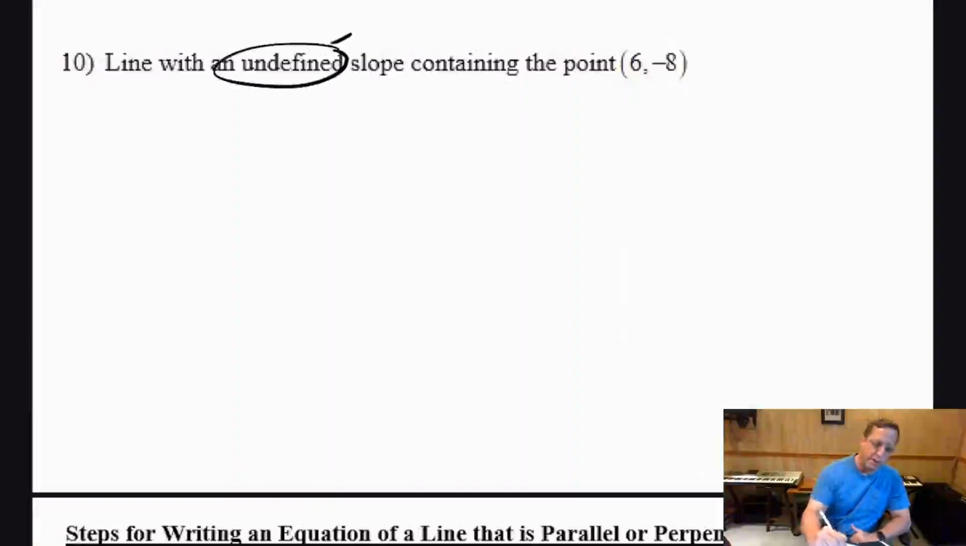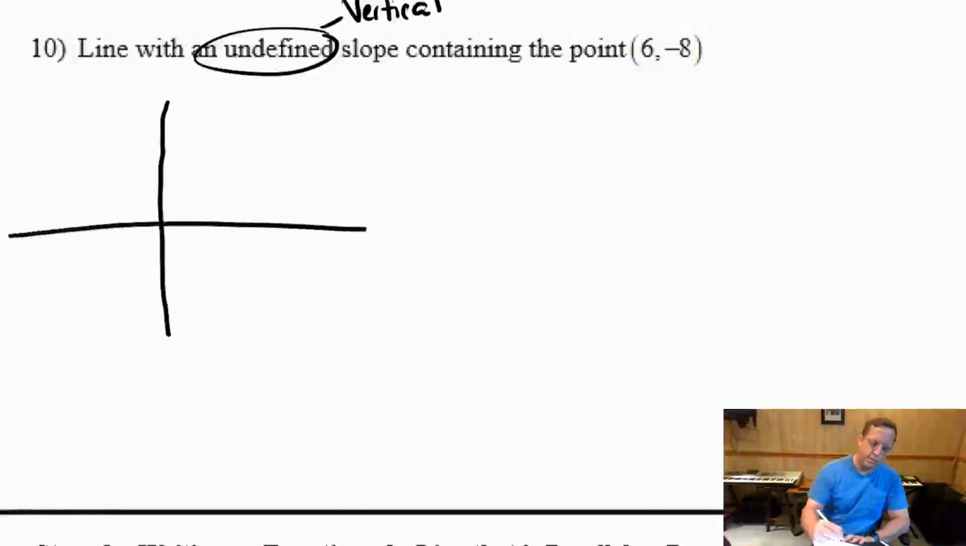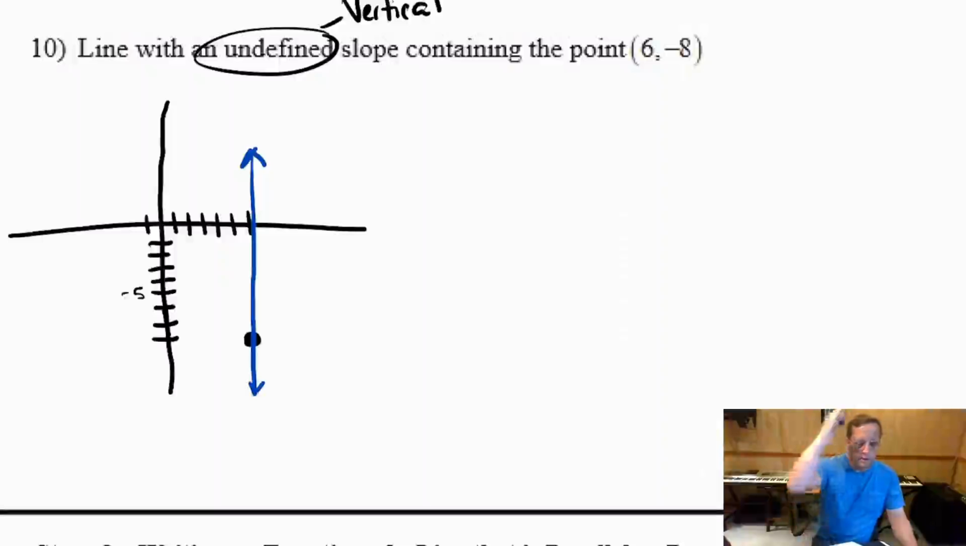Undefined is just another way of saying it's vertical. It's a vertical line, goes straight up and down. So it doesn't hurt to do this either. But you've got 6, -8. That is going to be right there, approximately. It's not perfect. And then a vertical line is going to look like that.